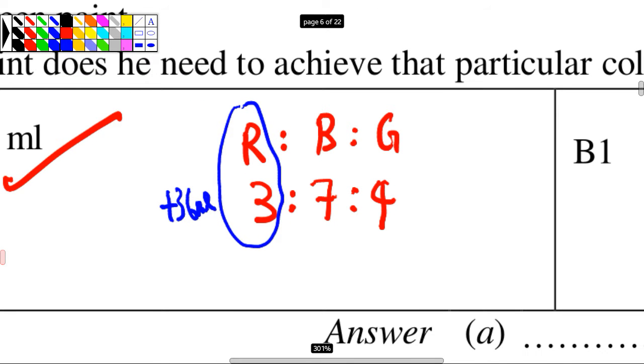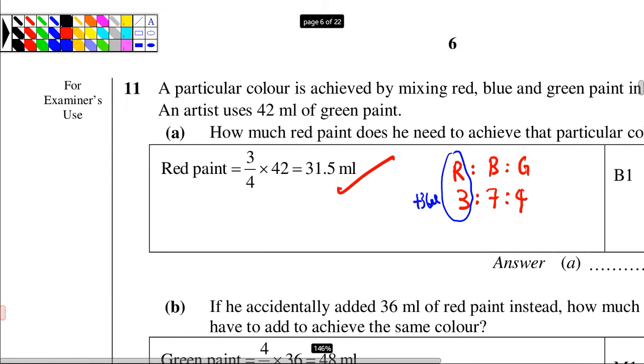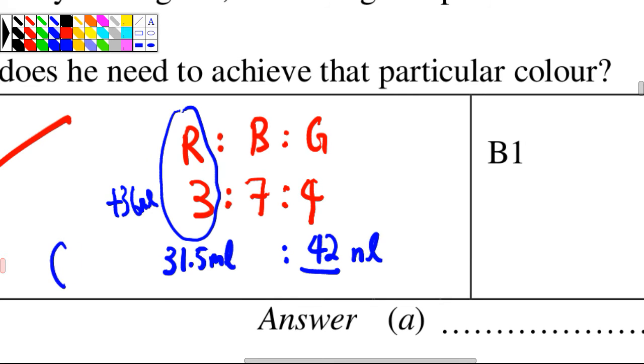So let's look at this. How much is this originally? You know originally red paint there is 31.5. You understand? So originally this is 31.5 ml. I'm talking about original. Can you tell me originally how much green do I have? 42. Understand? This is before. So before I have 31.5, I have 42.